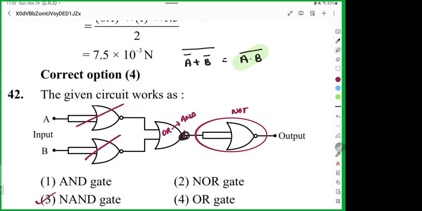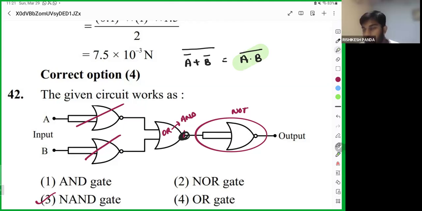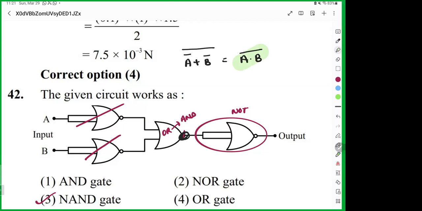Both you have a choice, wherever you are comfortable, you can answer. But do you think this logic gate question was really difficult? No, sir. Very straightforward question.